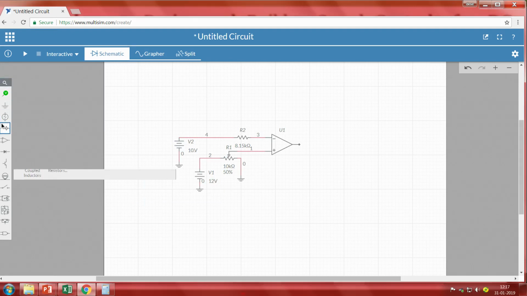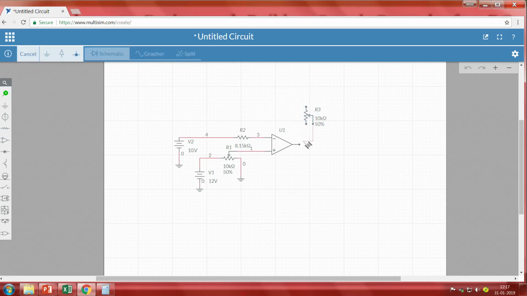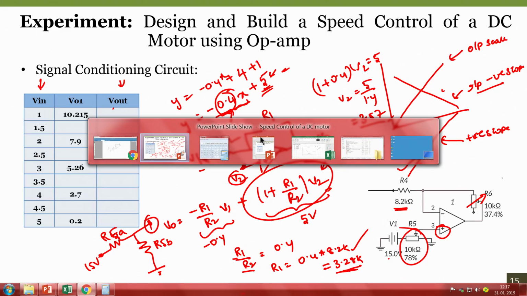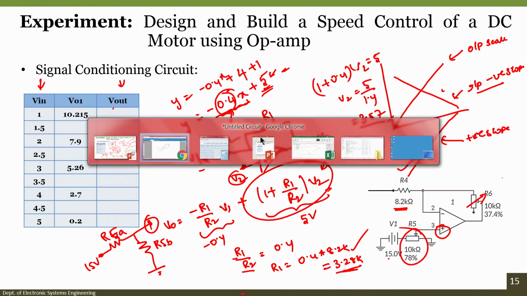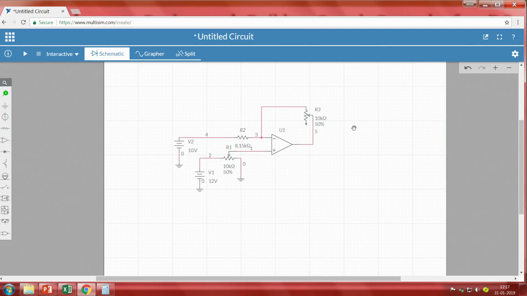Then the feedback resistance is also another potentiometer. The purpose of using a potentiometer is that if I want to change the gain, we can easily change it, right. Now the circuit is ready, but the only thing is that we have to take the values 8.2K, 10K and another 10K. So 10K and 10K. Now let me check what output voltage we are getting at this point.